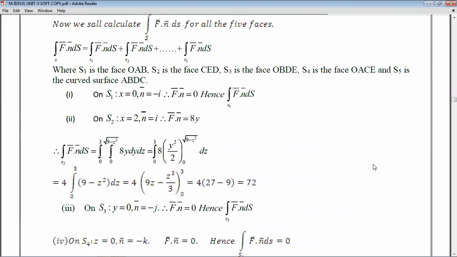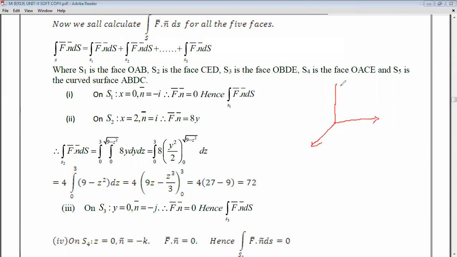See what we wrote. First S1, so OAB. That is the face OAB. If you want, you can draw it here. So this is X, this is Y, and this is nothing but Z. And coming to this, this is the one which is in the cylinder, and here we have O, A, B.